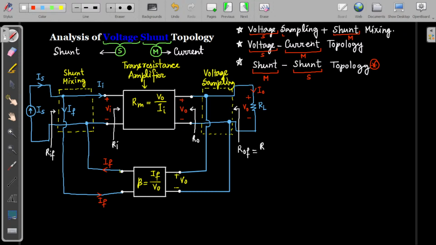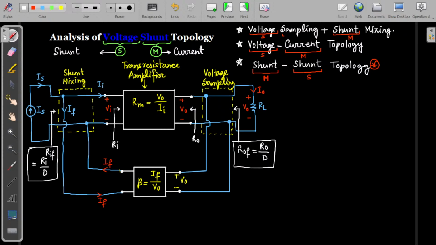Surprisingly, this R0F value will be the R0 value divided by the desensitivity factor, and this RIF value will be the input impedance Ri divided by the desensitivity factor. So what we can see is, if we use the voltage shunt topology, the input impedance of the total feedback amplifier will be decreased, as well as the output impedance of the total feedback amplifier.